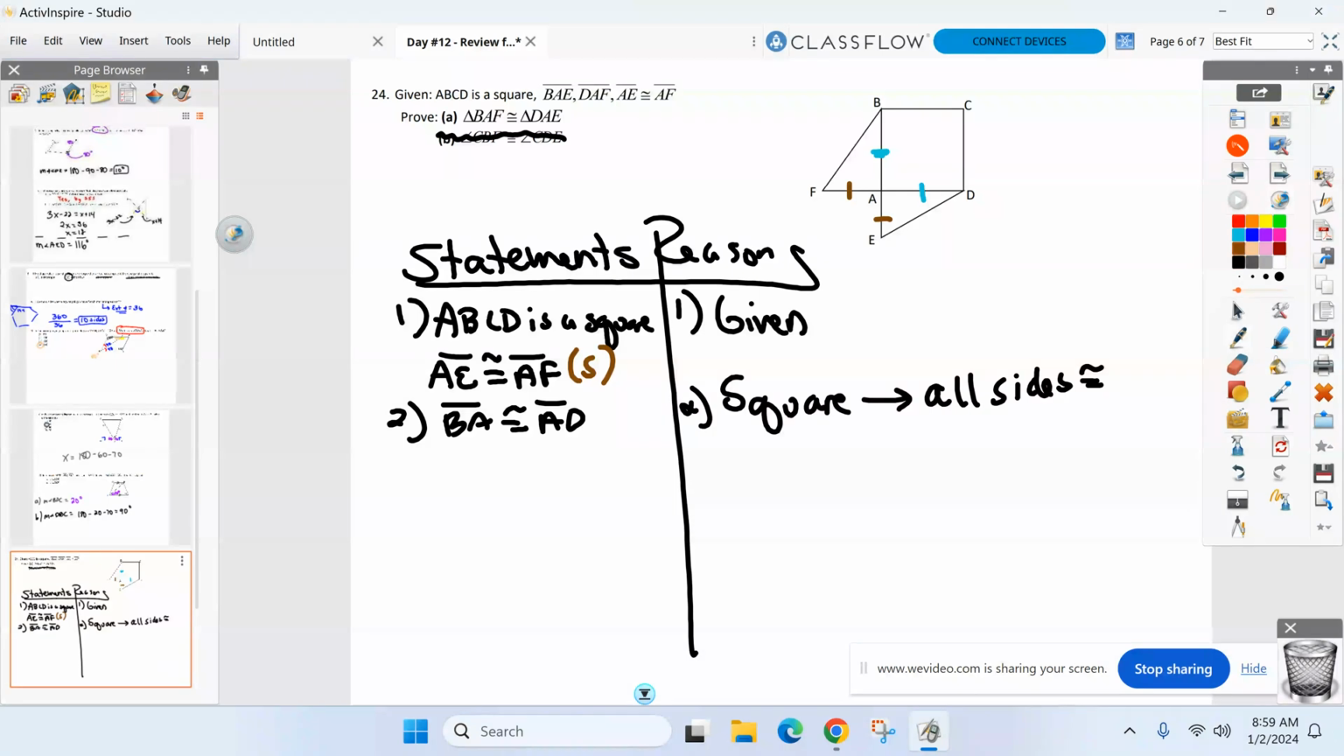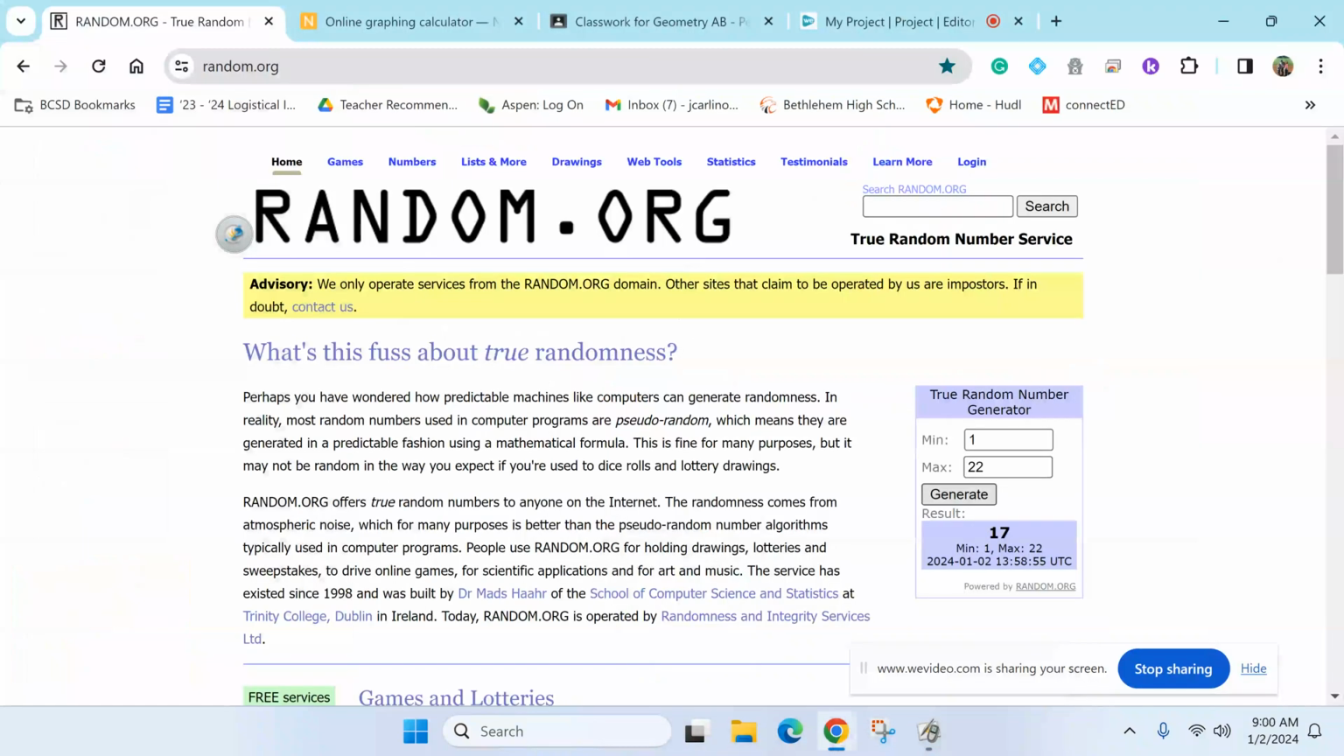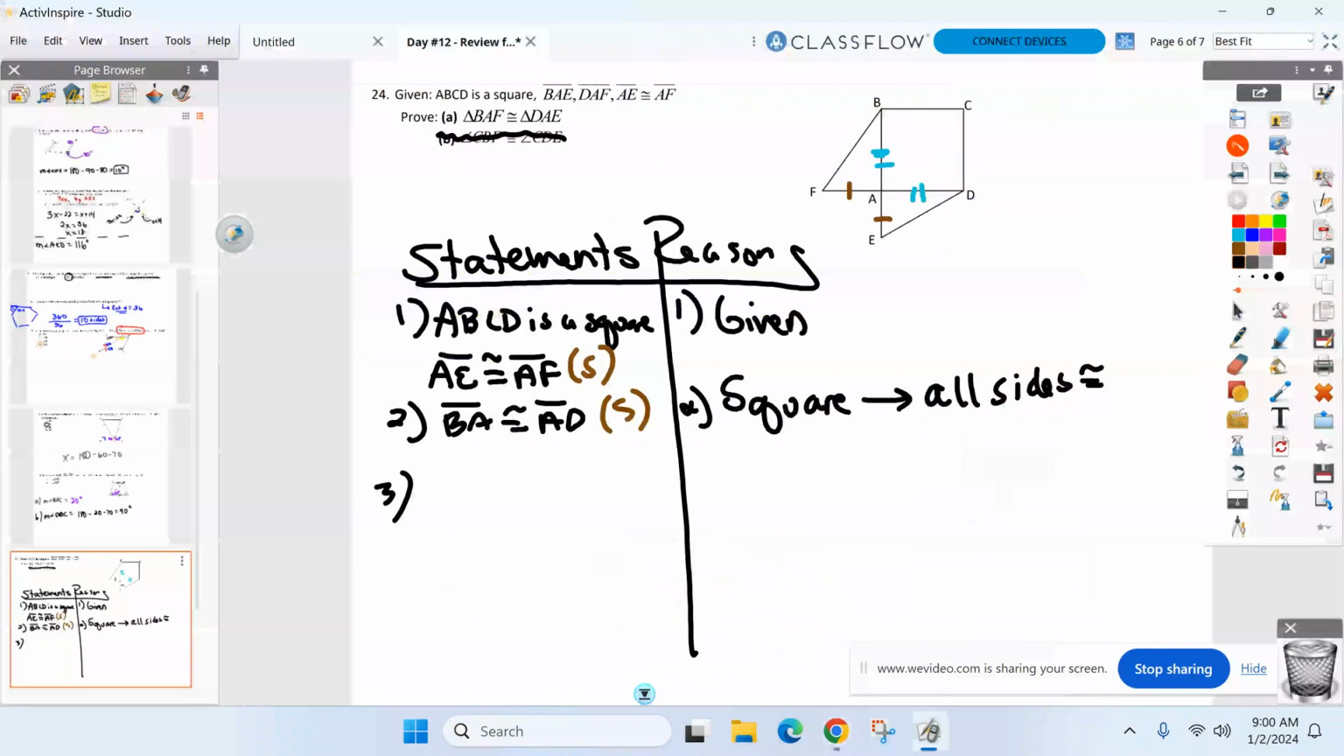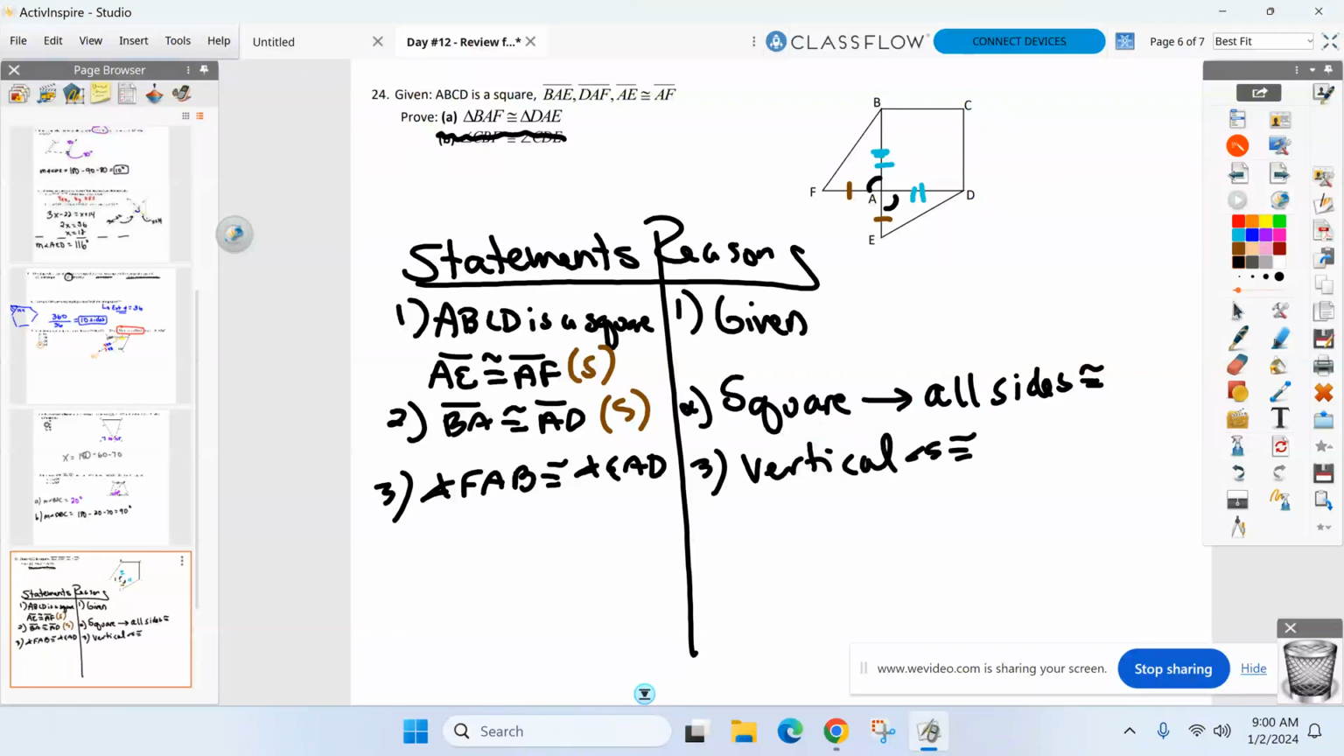There's another side. All right, so I need one more pair of something here. What else do we see here? Brendan? Angle FAB is congruent to angle DAE. Yep, you guys got vertical angles right here, right? You got verticals. Good. Angle FAB congruent to EAD. Not a square property, just vertical angles congruent. And that gives me an A.